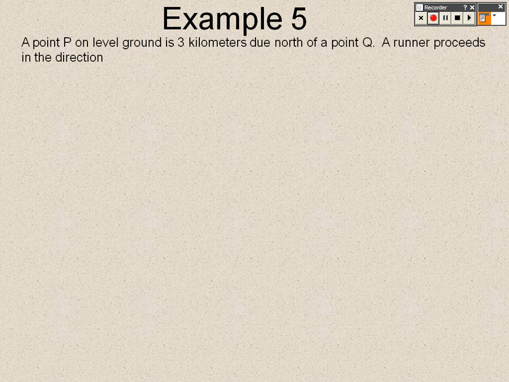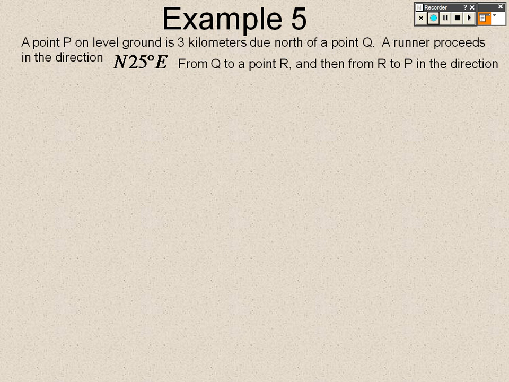A point P on level ground is 3 kilometers due north of a point Q. A runner proceeds in the direction north 25 degrees east from Q to a point R, and then from R to P in the direction south 70 degrees west. Approximate the distance run. So there's the starting point.